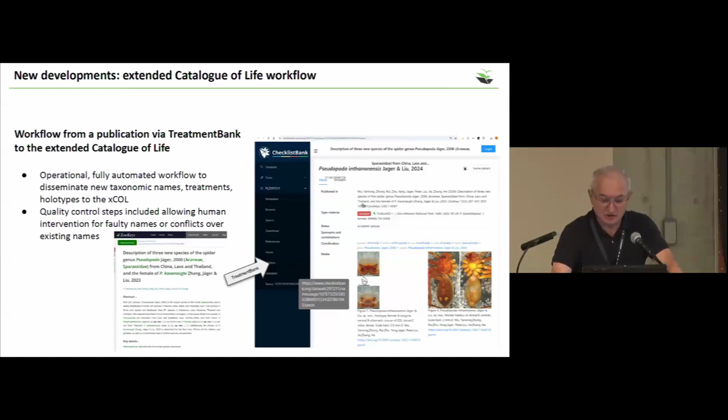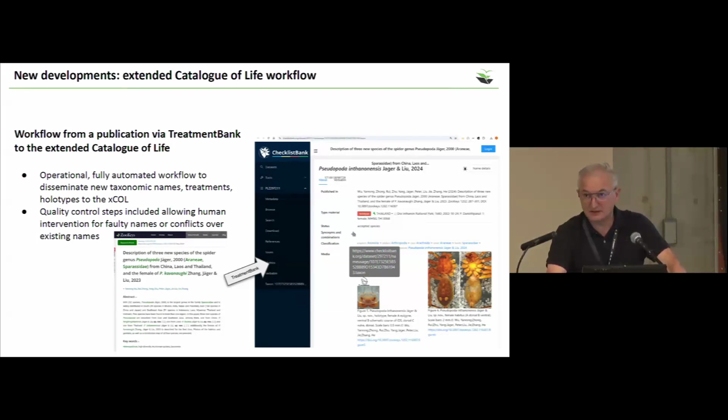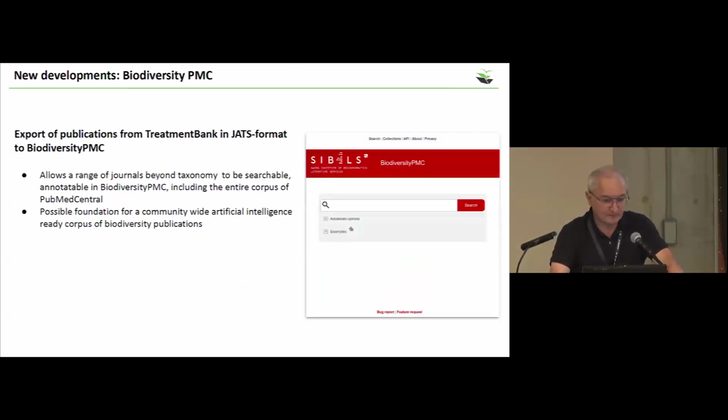They are being indexed by ChecklistBank and appear in the taxonomic backbone of GBIF and already in the Catalogue of Life. So these are very, very important services of Plazi. During BiCIKL, they provided nearly 52,000 checklists to ChecklistBank, completely automatically extracted from the literature. All treatments which are liberated from the literature are exported into Biodiversity PMC and also into the OpenBiodiv triple store.